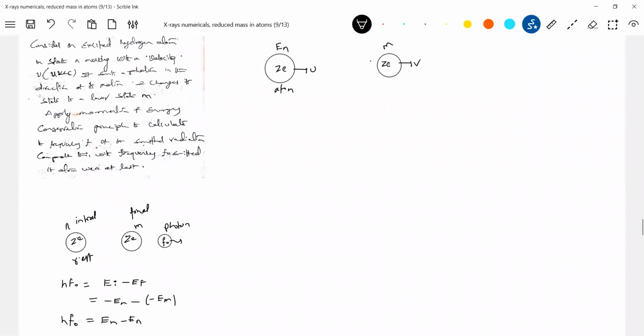Again, don't substitute. Already I substituted sign. We'll do one thing. Don't substitute sign, better, I think. Initially the En, no? I'll not substitute sign anywhere. Okay, fine. Here also I'll not substitute sign for E and M. We'll continue the same thing. Now it will give out a photon.